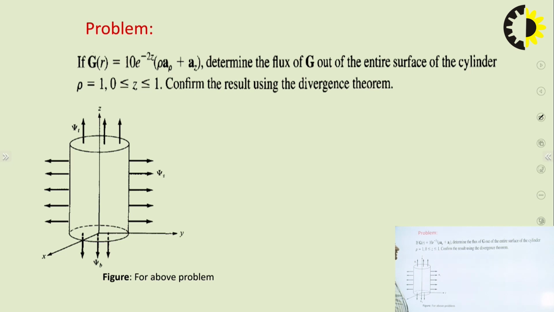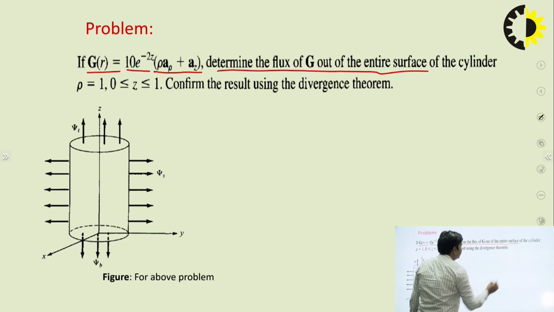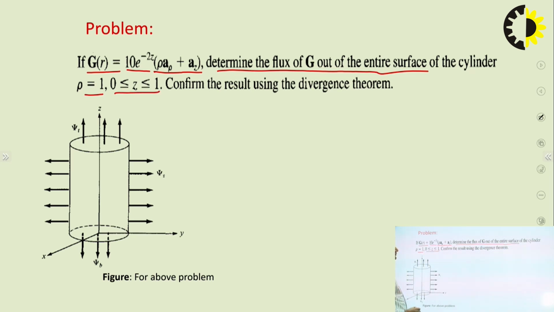Suppose I give you one example. If vector G, any vector G, is defined as tan e raised to power minus 2z rho a rho plus az, determine the total outward flux of G in the entire surface of the cylinder, where rho is equal to 1 and z is from 0 to 1. Confirm the result by using the divergence theorem. So, what is the meaning of this?